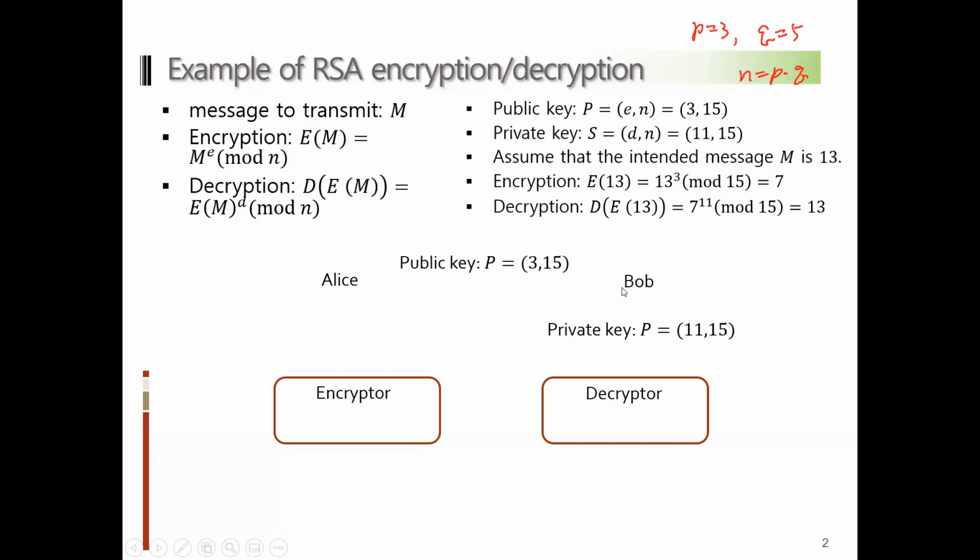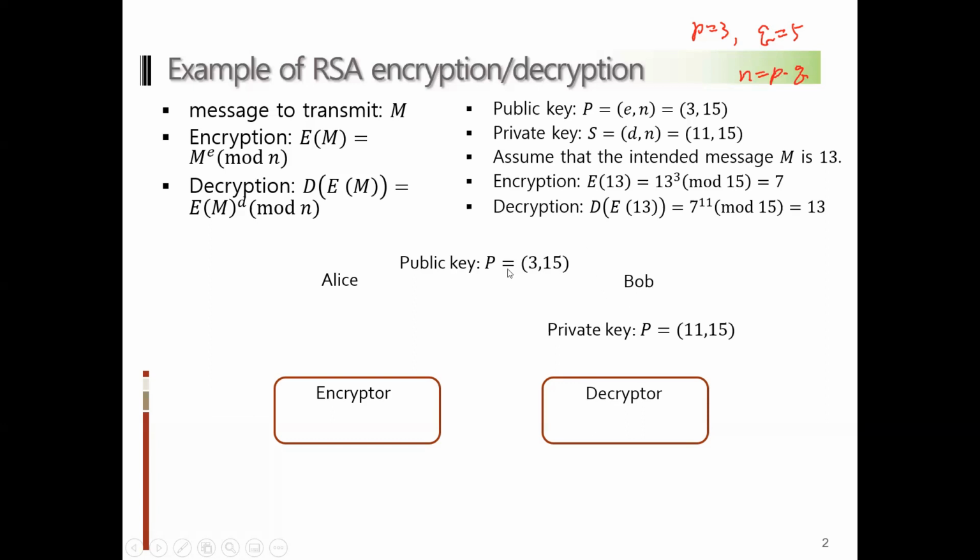And Bob will keep this private key. If Bob loses it or exposes this private key to other people, then the entire scheme won't work and will just fail. So Bob should keep this private key extremely carefully.